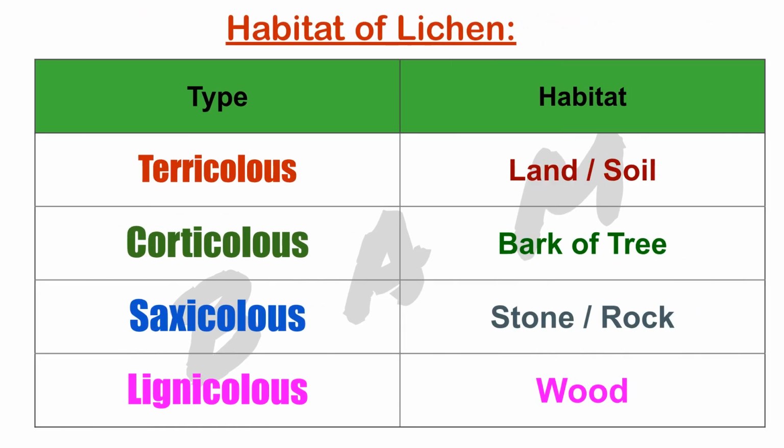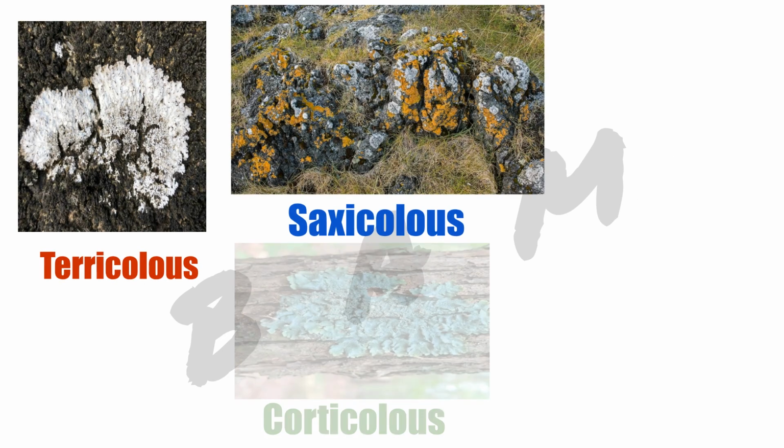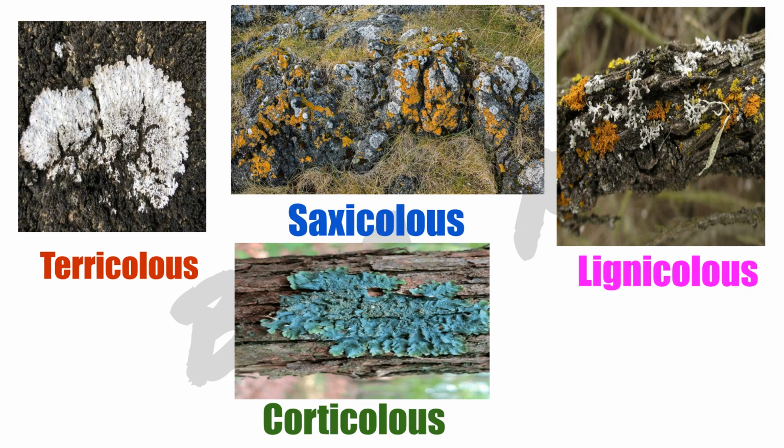Lichens are categorized by their habitat. Terricolous lichens grow on land or soil. Corticolous lichens grow on tree bark. Saxicolous lichens are found on stone or rock. And lignicolous lichens grow on wood. Here are visual examples of terricolous, saxicolous, corticolous, and lignicolous lichens, illustrating their varied habitats.